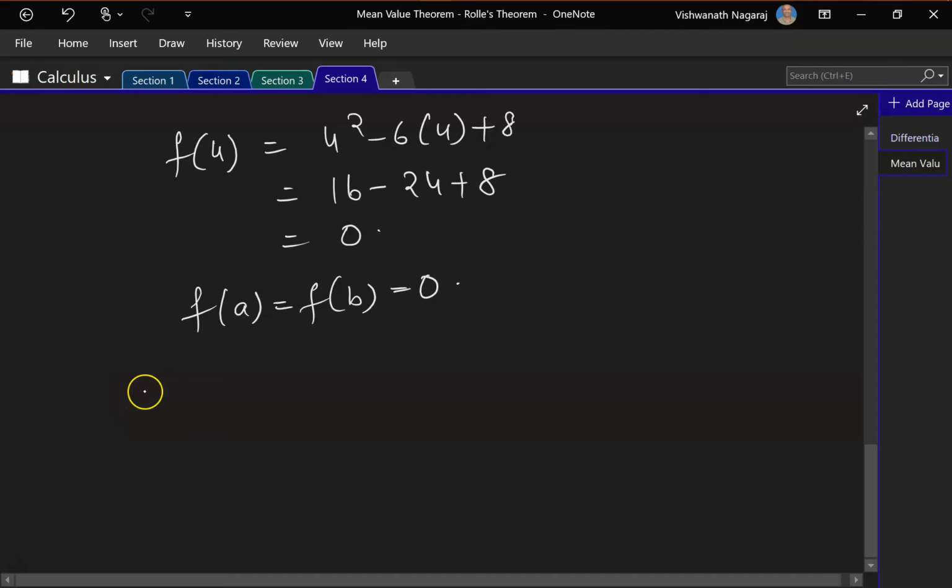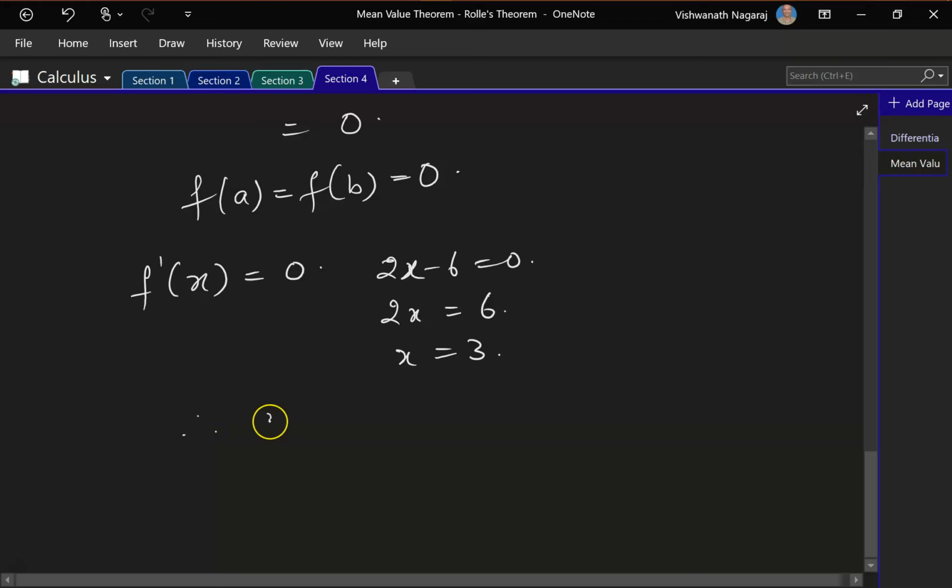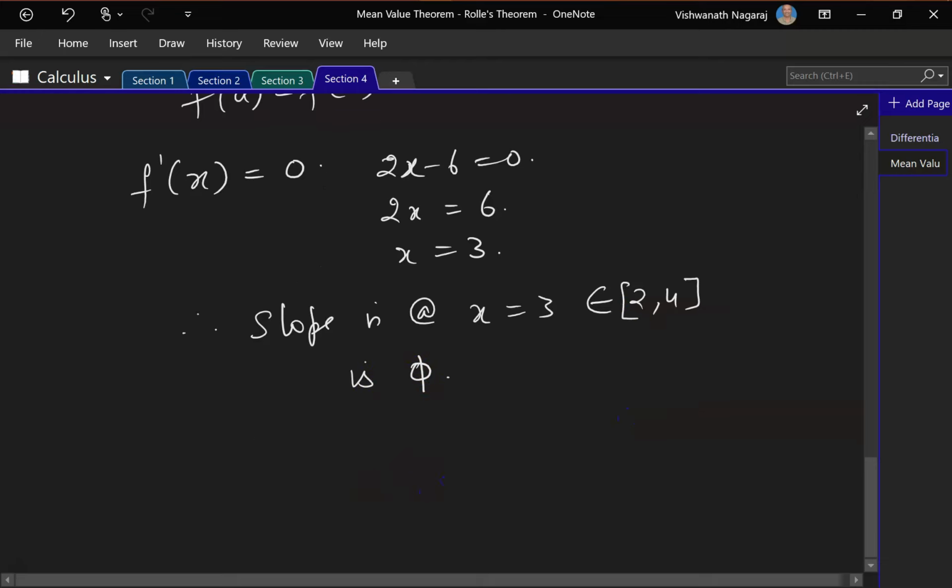So let's look at f prime of x is equal to 0. So 2x minus 6 equal to 0, 2x equal to 6, x equal to 3. So therefore the slope is 0 at x equal to 3, which belongs to the closed interval 2, 4. So that satisfies Rolle's theorem.